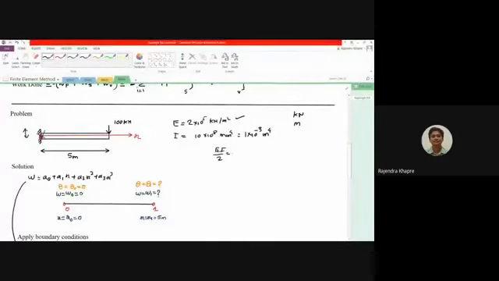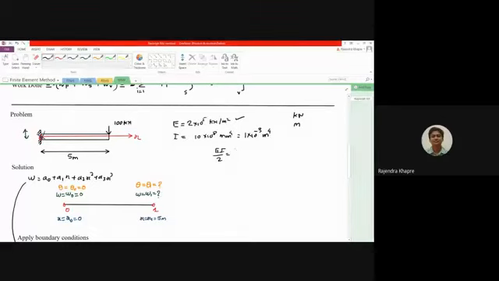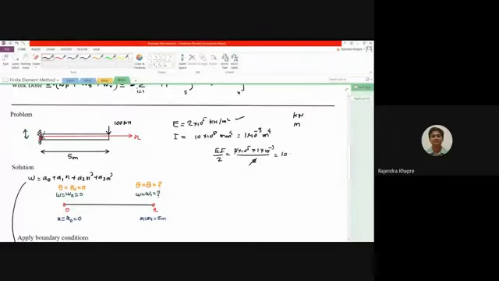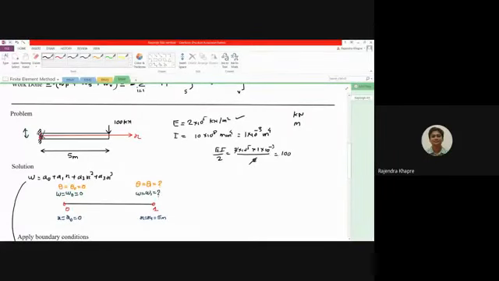Now you can calculate EI divided by 2. E is 2 into 10 to the power 5, multiplied by 1 into 10 to the power minus 3, whole divided by 2. This will be cancelled, and at the end what you get is 100. Is it okay? Yes, sir. So this EI by 2 is nothing but 100.